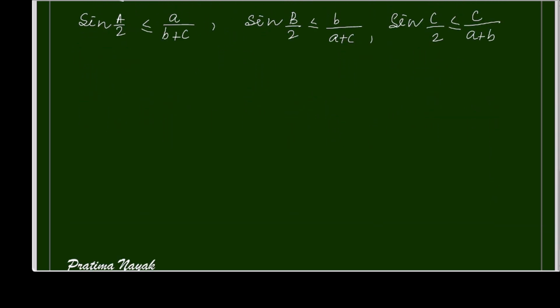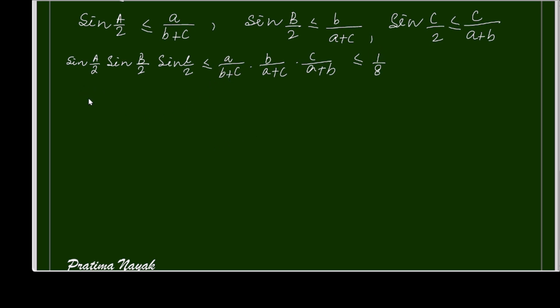So now multiplying these three relations, I'll get sine A by 2, sine B by 2, sine C by 2 is less than or equal to A over B plus C multiplied by B over A plus C multiplied by C over A plus B. We have to prove that this is less than or equal to 1 over 8. Now coming to the final part of this solution.